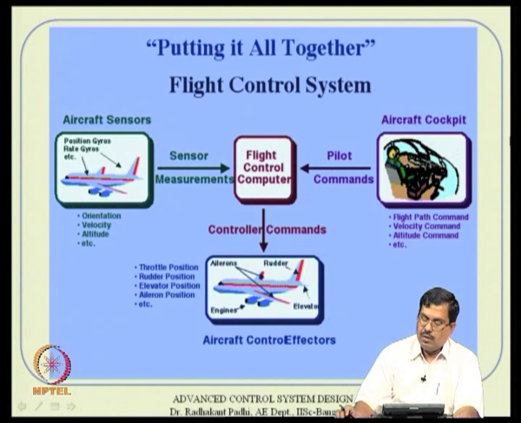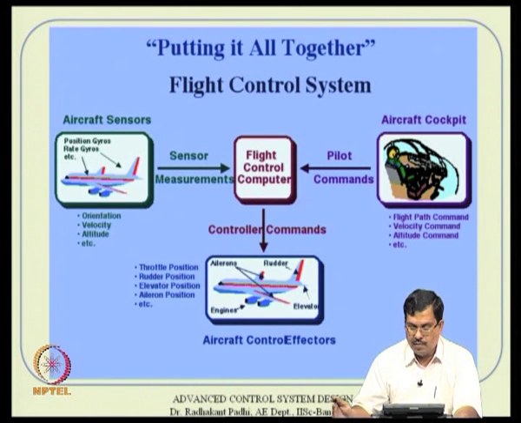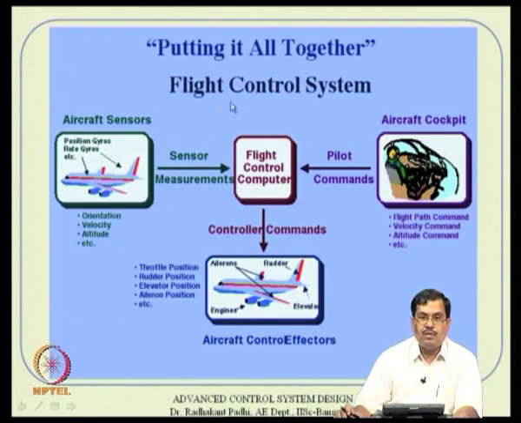Right. So that information keeps coming, and the pilot can give a variety of commands. He can give a flight path command, velocity command, altitude command, all sort of things, and that information is also fed in. Then the flight control computer takes the help of flight dynamics, like its own moment of inertia, mass, all sort of parameters, aerodynamic modeling. And then by computing the control command, it issues the command to the actuators. So these actuators will essentially deflect the throttle position, rudder position, elevator position, and that is how the entire aircraft control system is activated. So that is all that happens in a typical flight control system.